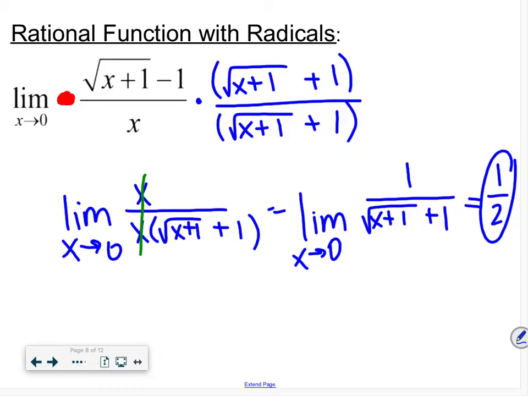Okay. Those are the two types of problems you're going to see that involve rationals. One where you have to factor, this one where you have to reduce down, or multiply by the conjugate.